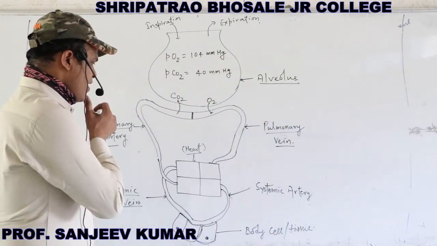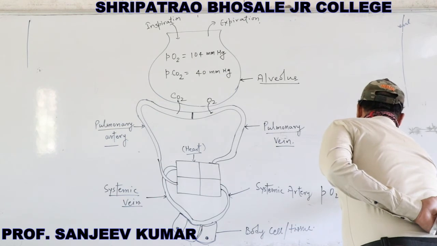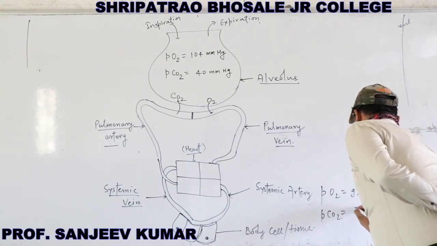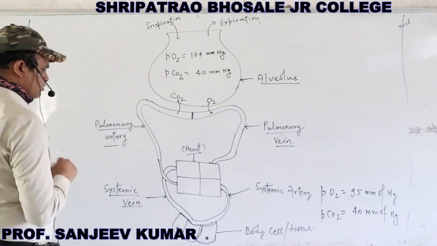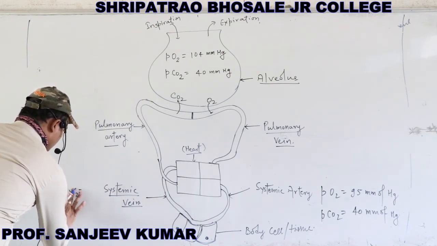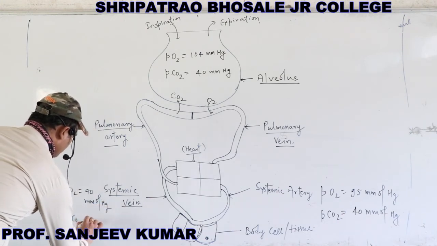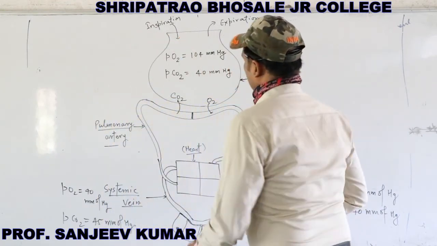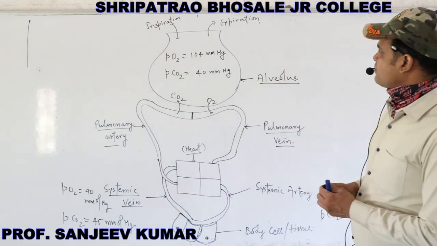In the systemic artery, the partial pressure of oxygen is 95 mm of Hg and the partial pressure of CO2 is approximately 40 mm of Hg. Here in the systemic vein, the partial pressure of O2 is 40 mm of Hg and the partial pressure of CO2 is 45 mm of Hg. Now, this is as per NCERT. Now a question comes from this section.